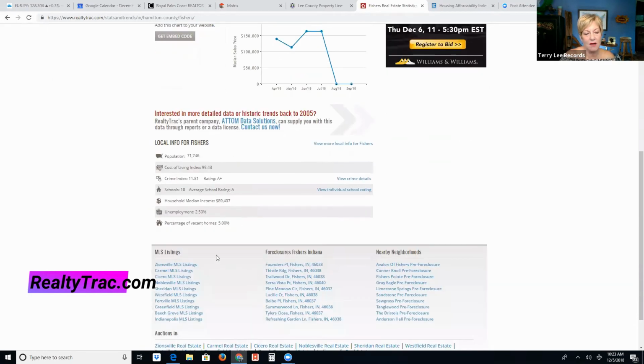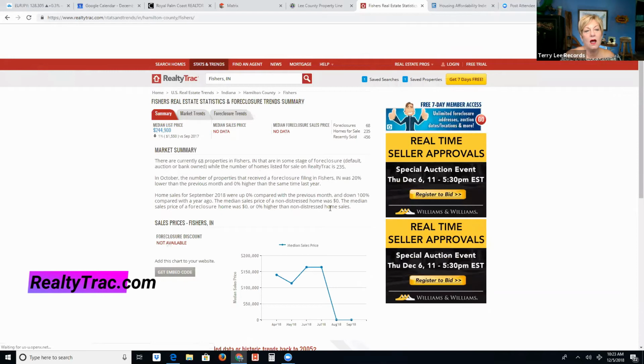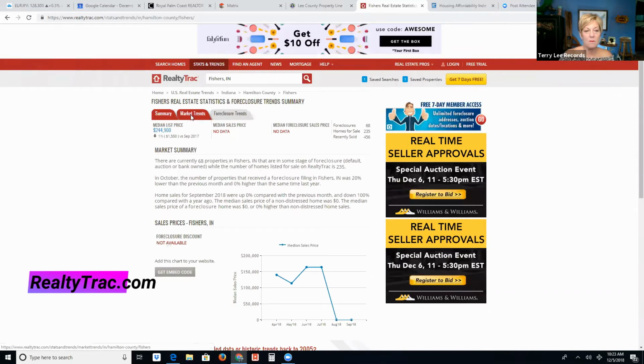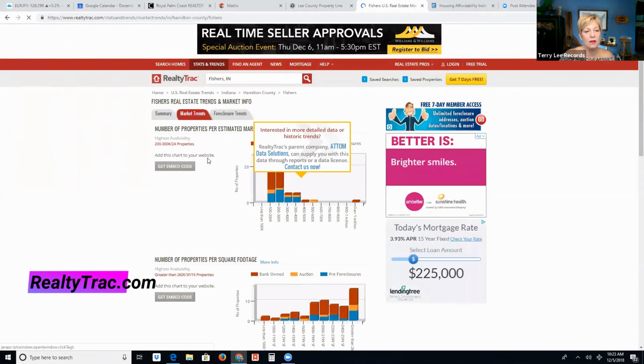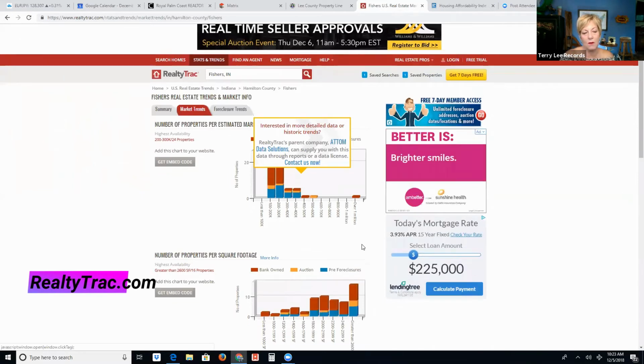But this is an average type of a deal, and this kind of gives you some neighborhoods that are close by and things like that. What else? It's got market trends in here. So you can go into that community and look at market trends. Then it'll say the highest availability is 200,000 to 300,000, which actually for that income level makes sense, that's the most popular price range.